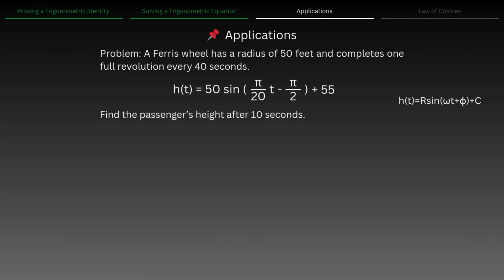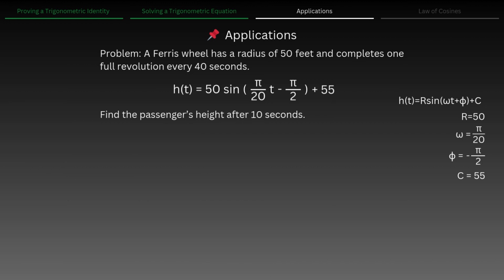Now let's break this equation down. The sine function represents the vertical motion of the Ferris wheel. The term pi over 20 times t accounts for the rotational speed, since the wheel completes a full cycle in 40 seconds. The phase shift, minus pi over 2, ensures that at time equals 0, the passenger starts at the lowest point. Finally, the plus 55 represents the center height of the wheel, accounting for the radius plus the base height.